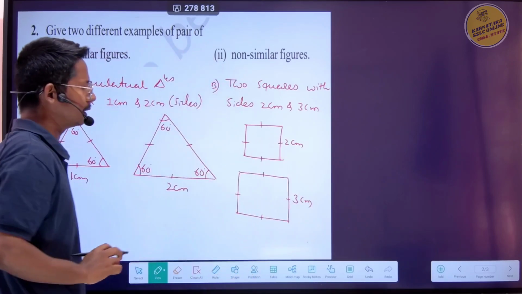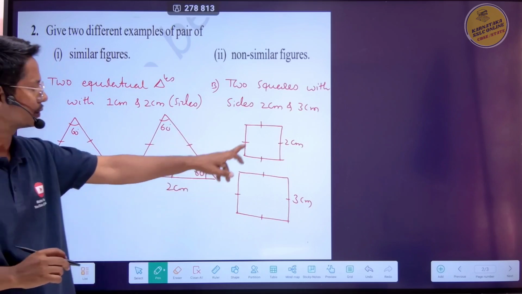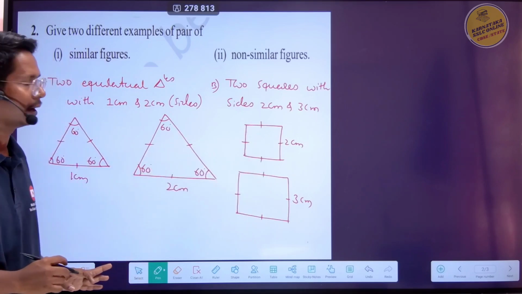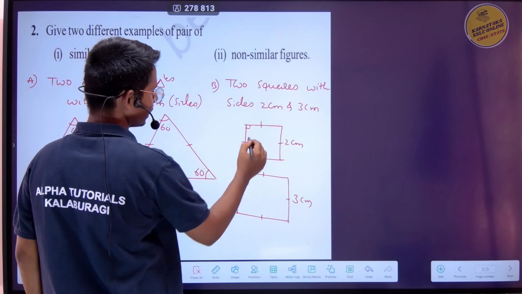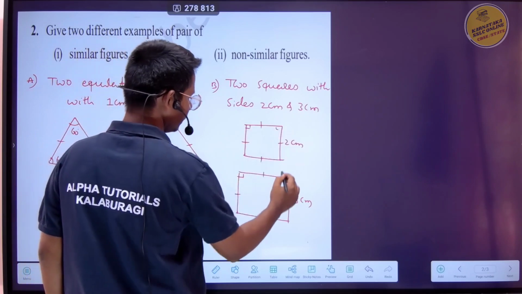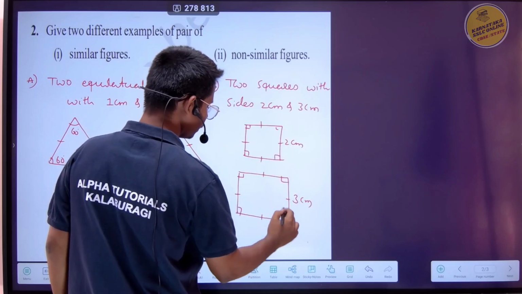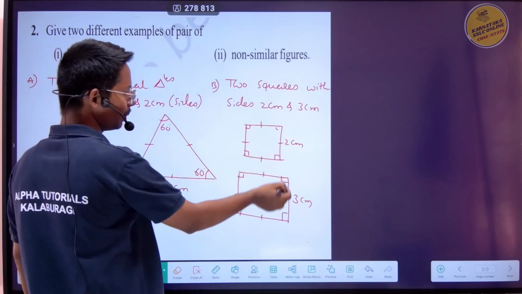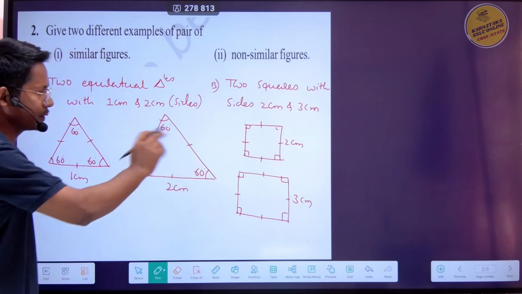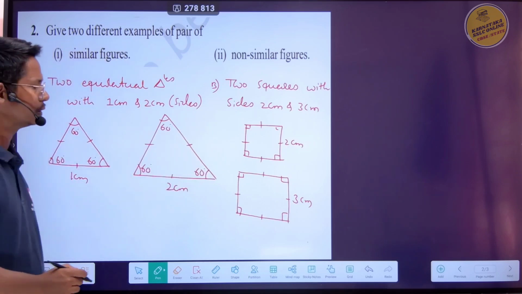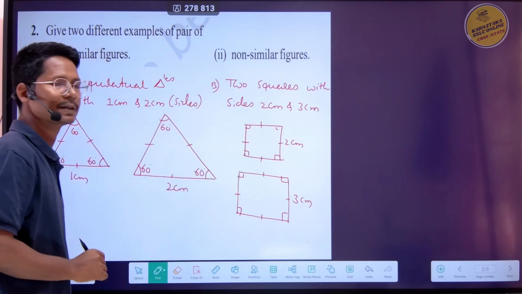Again they are of the same shape, because both are squares, and the corresponding angles are equal. Each angle is 90 degrees. If you take the ratio of corresponding sides, it is 2 by 3 for each pair of corresponding sides, and hence they are similar figures.